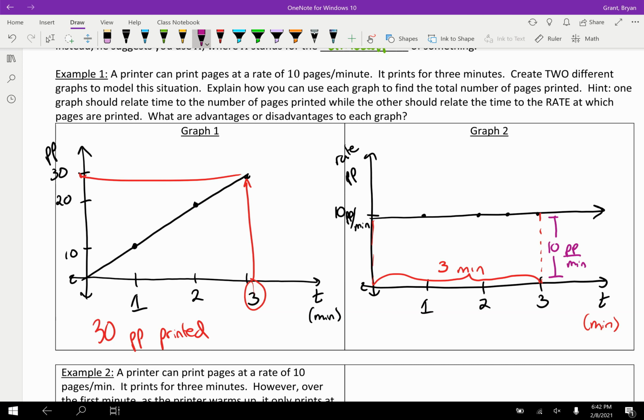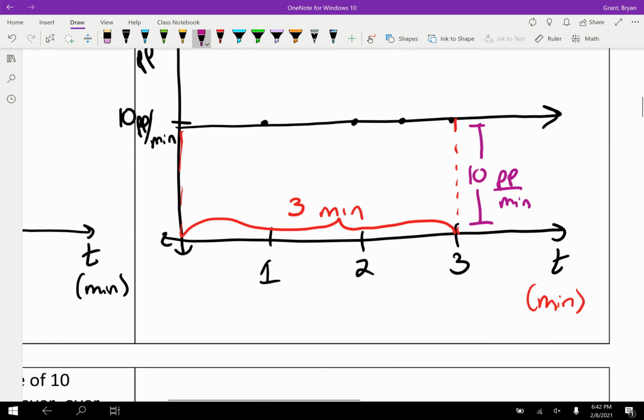Right? And how do we get 30 out of that? Well, couldn't we just multiply those two together right here? Couldn't we take this 3 minutes and multiply it times 10 pages per minute? And as we saw on that A equals R times T, if we multiply these together, the minutes cancel, and it leaves us with 30 pages. Look at that. That was exciting.